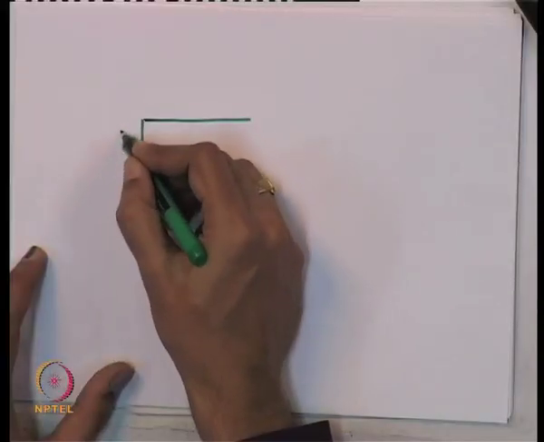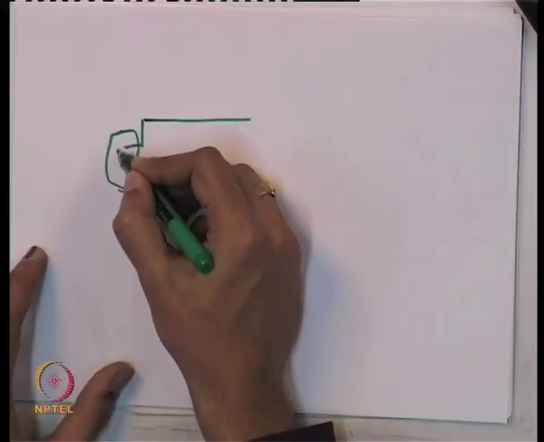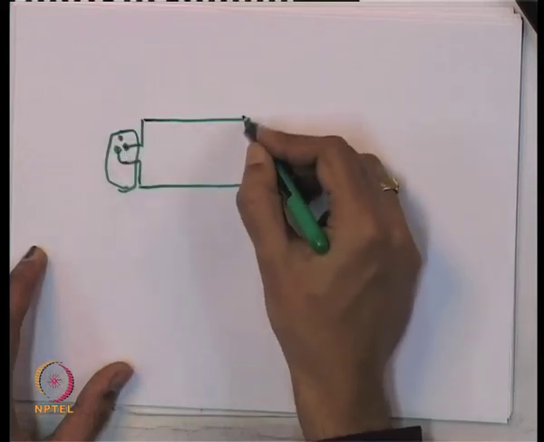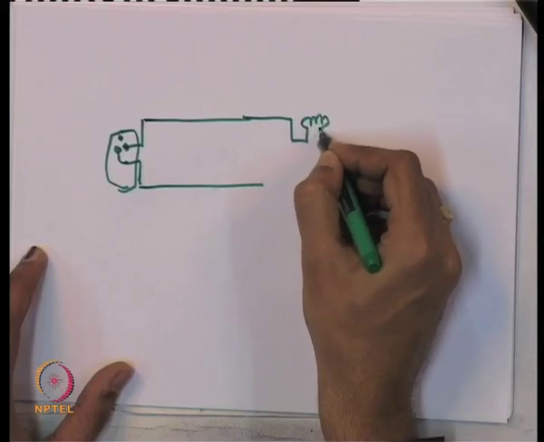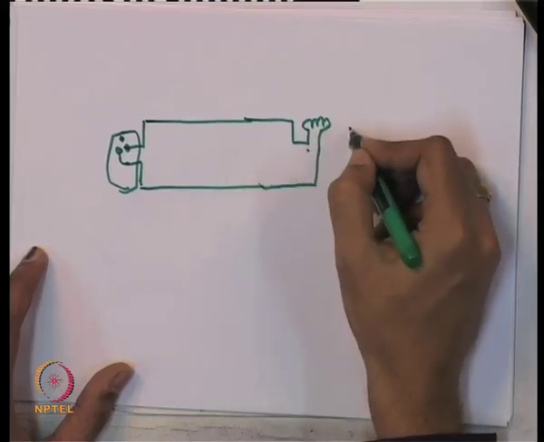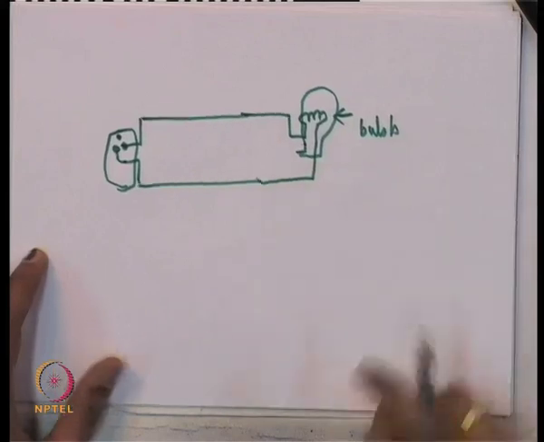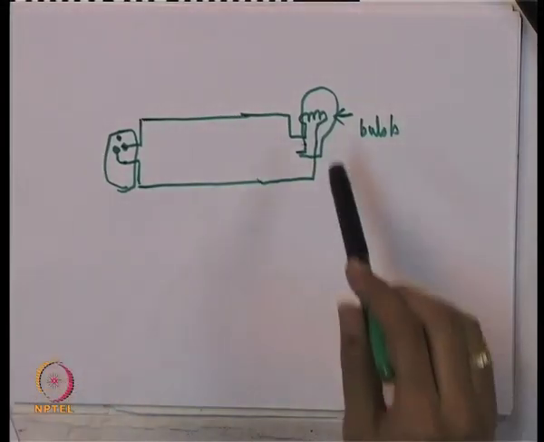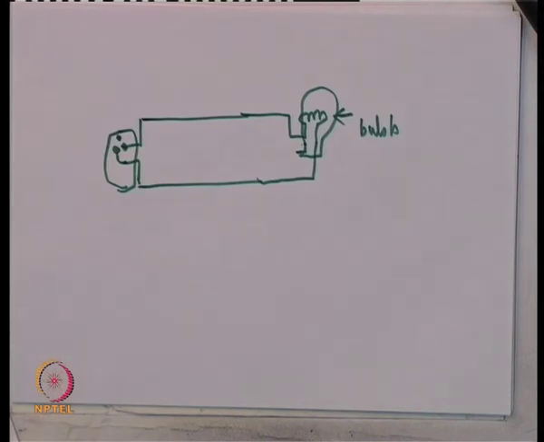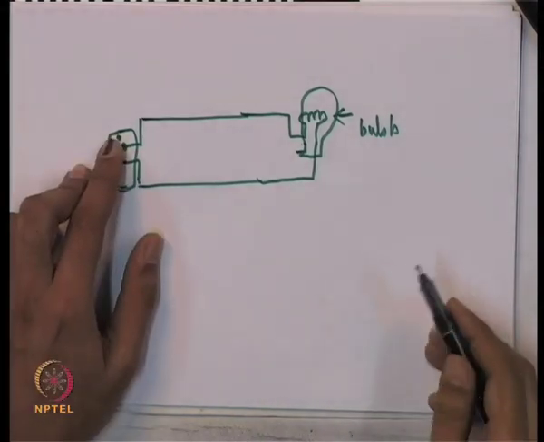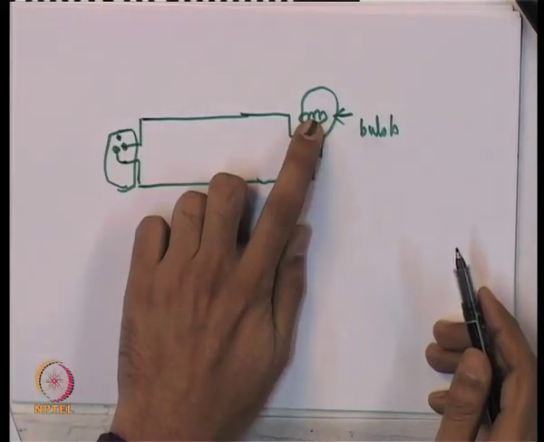Now, this kind of modeling simplification we seem to be making all the time without knowing it. For example, take a simple case of a bulb connected to the plug, and I want to study how this bulb lights up. When you switch this on, the bulb practically lights up instantaneously. It is only a resistive kind of load.